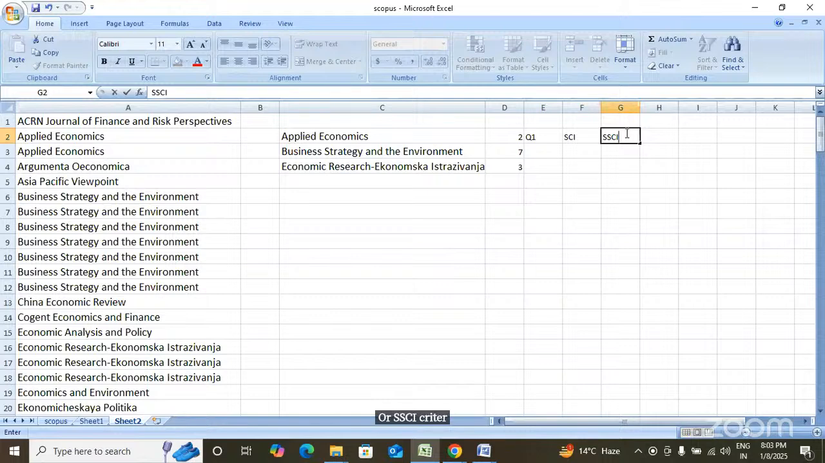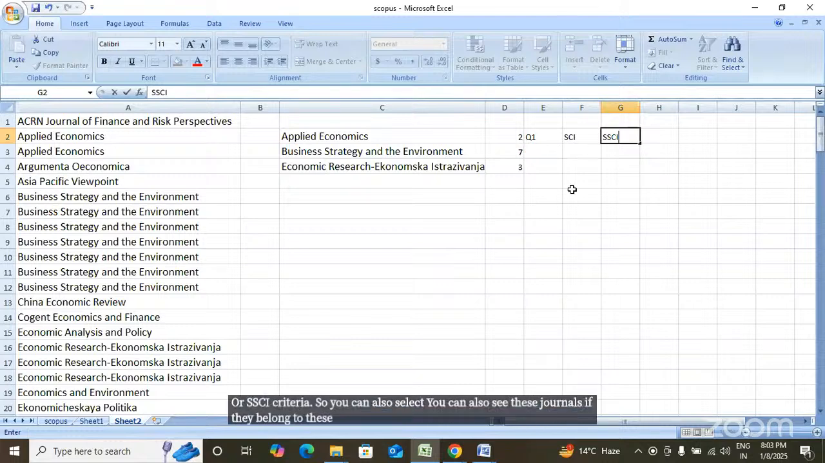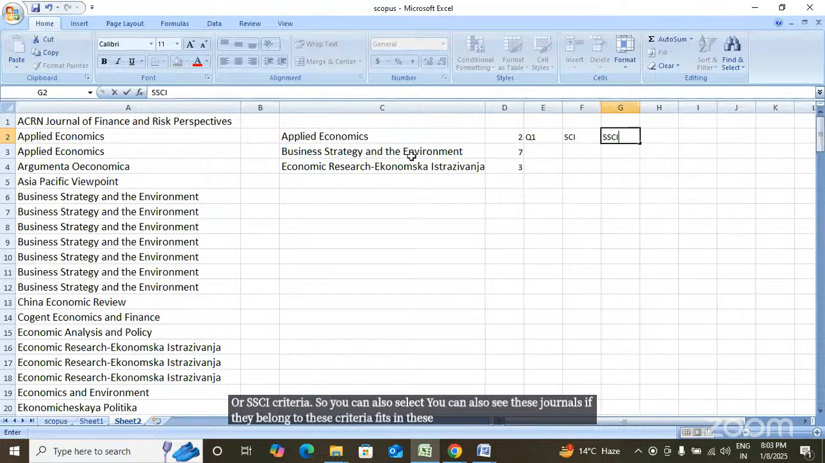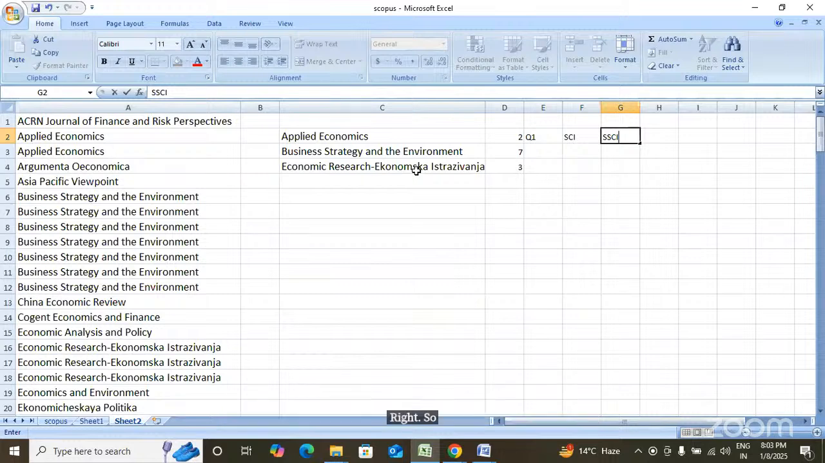You can also check whether these journals fit in these criteria. If they do, you keep these journals, otherwise you delete those papers, right? So this is also another way of keeping good quality papers for your SLR, right?